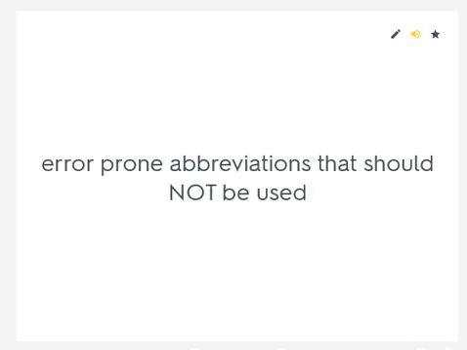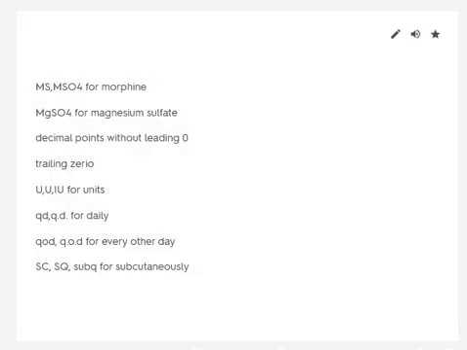Error-prone abbreviations that should not be used: MS04 for morphine, MgSO4 for magnesium sulfate, decimal points without a leading zero or with a trailing zero, IU for units, QD for daily, QOD for every other day, SC, SQ, SUBQ for subcutaneously.